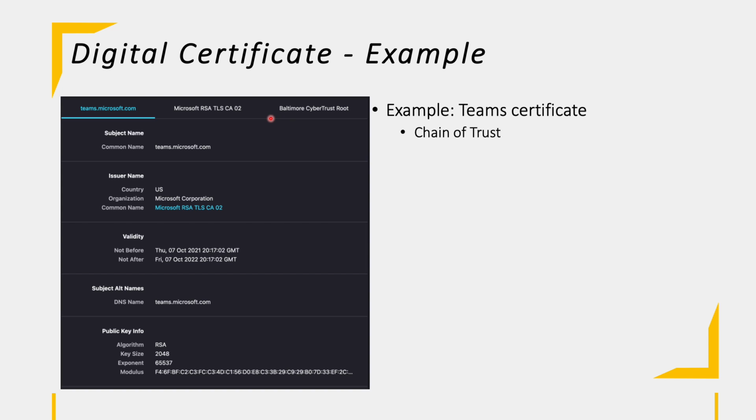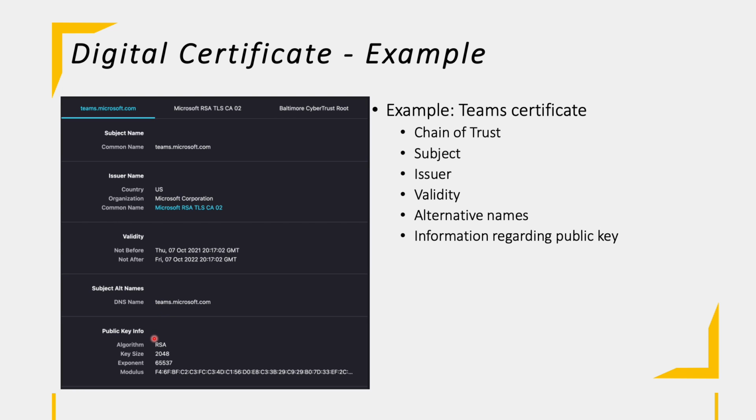What those intermediate CA and root CA mean, we'll see in a bit when I talk about the public key infrastructure. But for the time being, leave it like it is right now. You see the subject name, which is teams.microsoft.com. You see the issuer, which is Microsoft Corporation. You see how long it's valid: it's not valid before the 7th of October and only valid till the 7th of October 22. You have alternative names; in this case, it's just teams.microsoft.com.